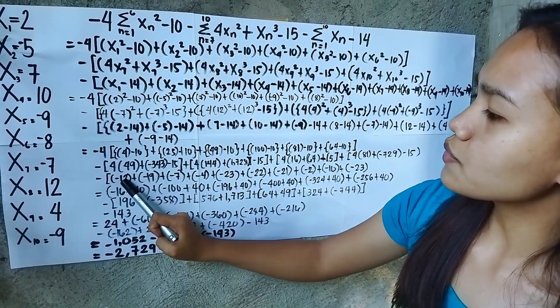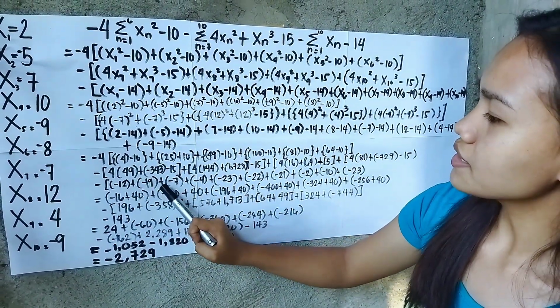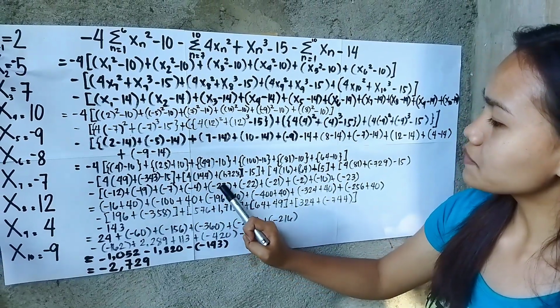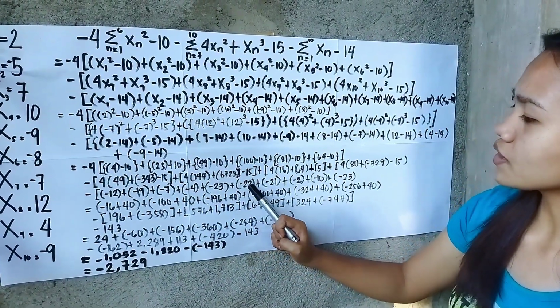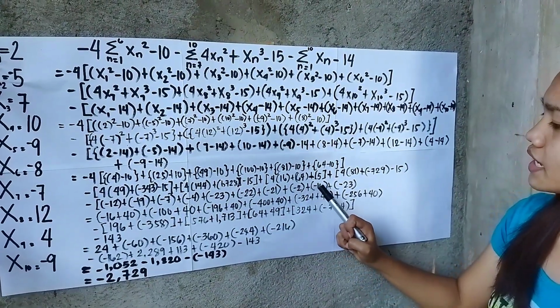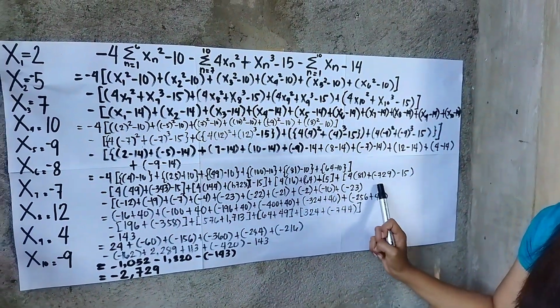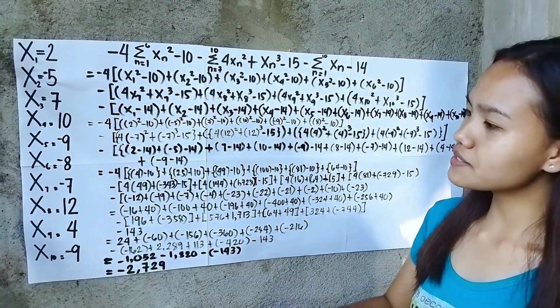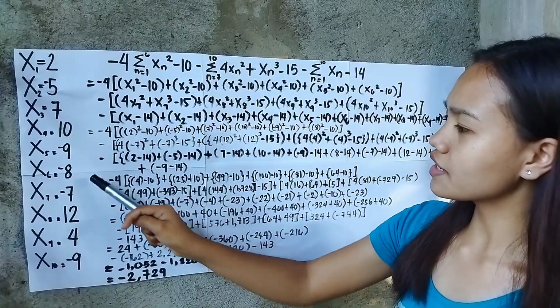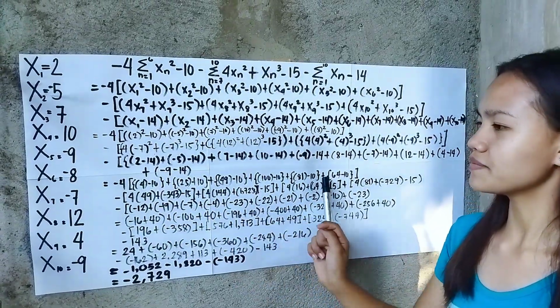Minus negative 12 plus negative 19 plus negative 7 plus negative 4 plus negative 23 plus negative 22 plus negative 21 plus negative 2 plus negative 10 plus negative 23. And now we will distribute the negative 4 into the given numbers like this.